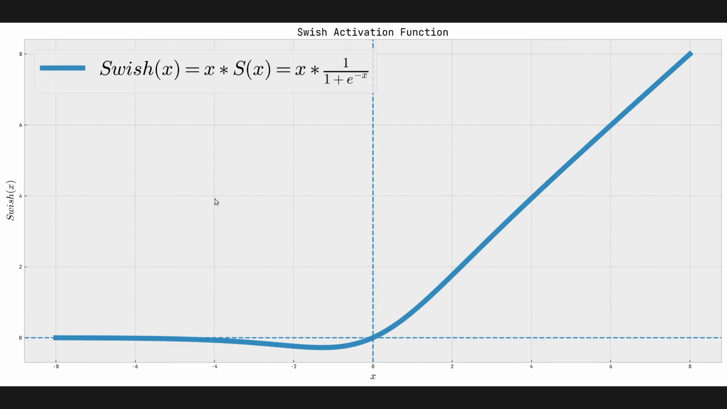Okay, so here's Swish, here is its plot, and here is its formula. Swish of x is x times s of x. S here stands for sigmoid, so it's x times sigmoid of x, which of course equals x times 1 over 1 plus e to the power of minus x. This is the formula of sigmoid.